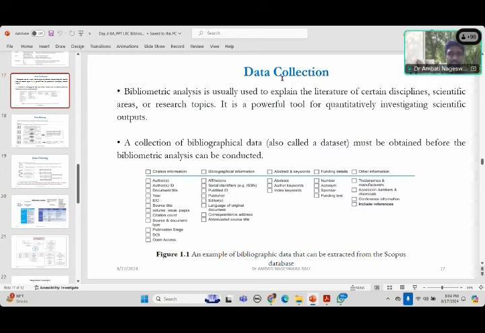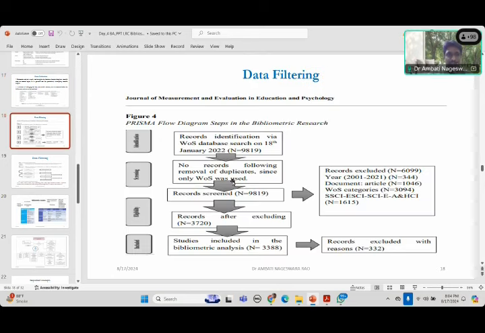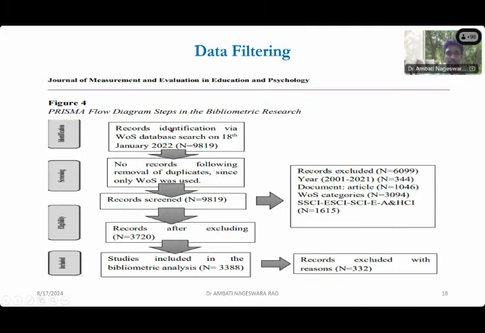Just look at my PPT. So we have collected data from the Scopus database. And once we collect the data, one has to go for filtering like this. We identified the number of records as on the date, not only the month. When it comes to bibliometric analysis, we also keep the date on which we identified the number of records.